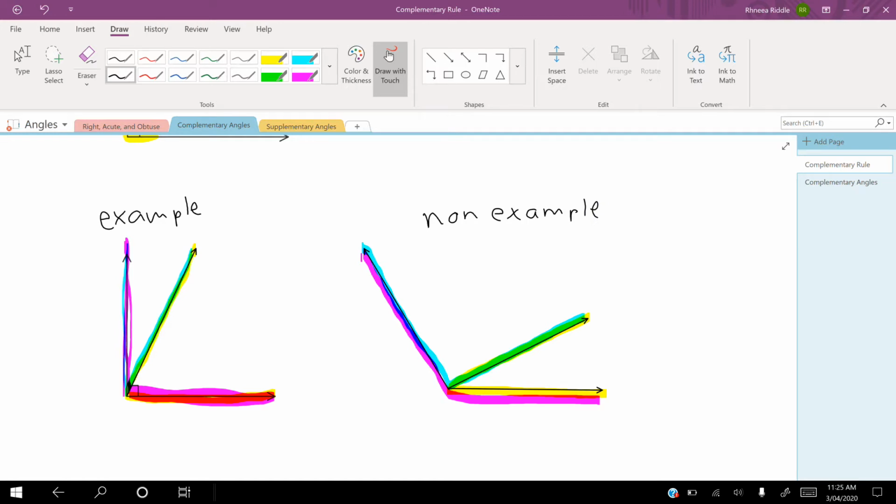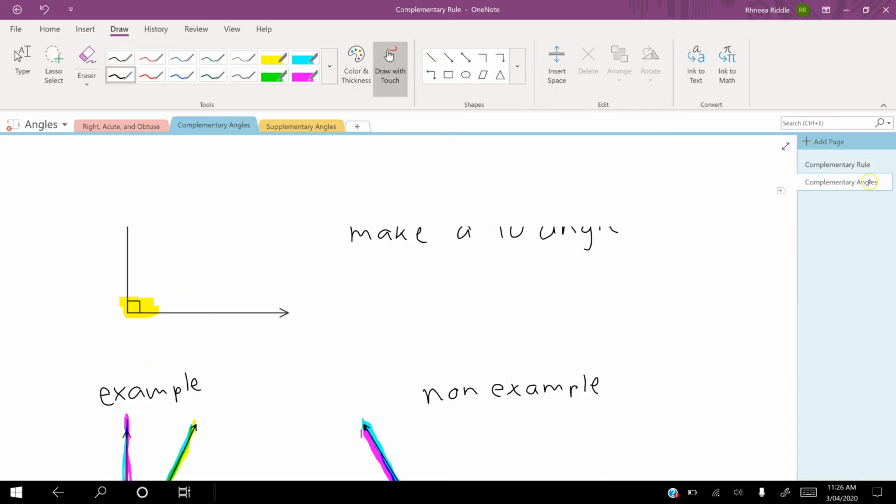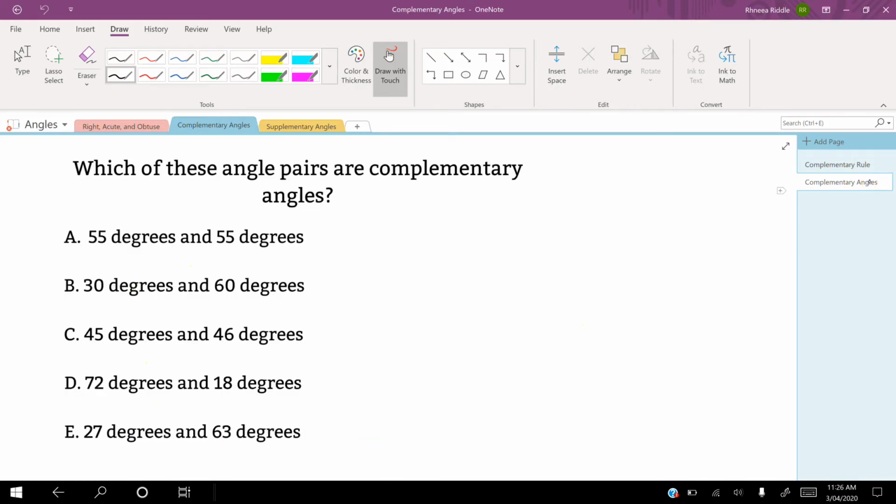So not all the time do we end up with images though. Sometimes we're given numbers. And as I stated before, angles are measured using degrees. So when we take those two degrees of those angles, they have to add up together to be 90 degrees. So we have some examples here that we're going to go ahead and try out. We have to decide which of these angle pairs make our complementary angles.